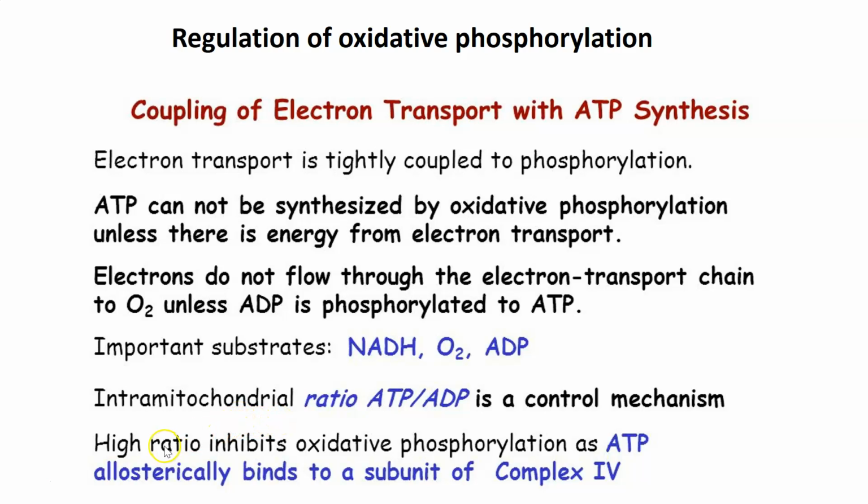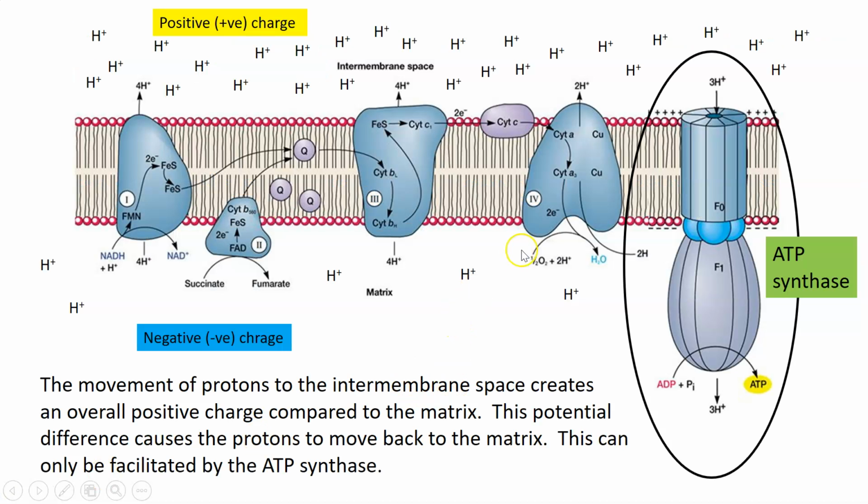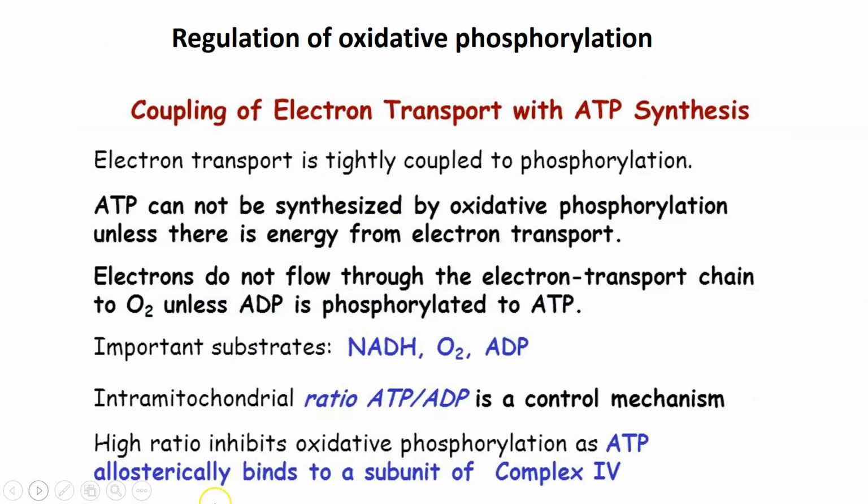It says over here that a high ratio inhibits oxidative phosphorylation, because if you have lots of ATP, we don't need to produce ATP. And how it works is that we have complex 4. If I go back a couple of slides, complex 4 here, ATP can bind to this and change its structure. So we say it binds allosterically, changes structure, and inhibits this complex. So that's the regulation of oxidative phosphorylation. These molecules are there to regulate this process.